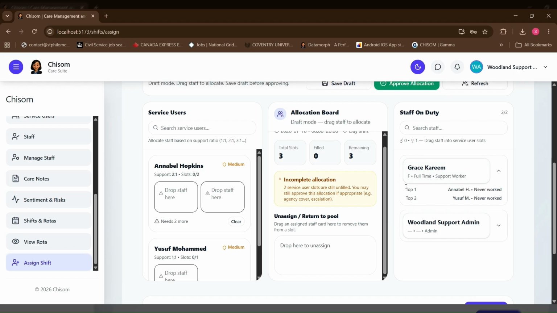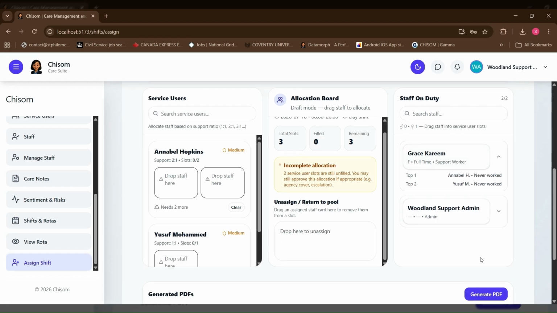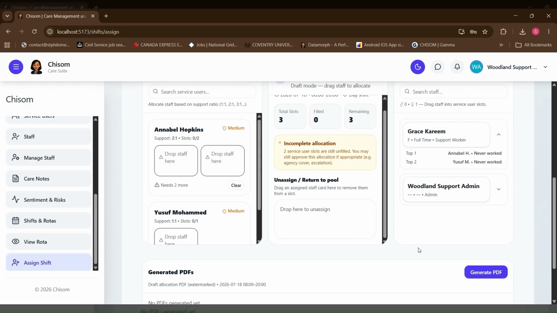So it tells you when last this staff worked with Annabelle, H, and Yusuf. So if you look at this now, it shows never worked. That is because this system is new. So as time goes on, you'll be able to see the last time that this person worked with each person. Then for instance, if Annabelle Hopkins' last time worked was yesterday and Yusuf's is 4 days ago, obviously I will now need to take this person to Yusuf because it's been 4 days since Grace worked with Yusuf.